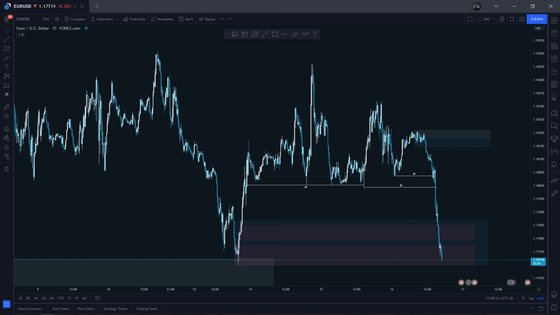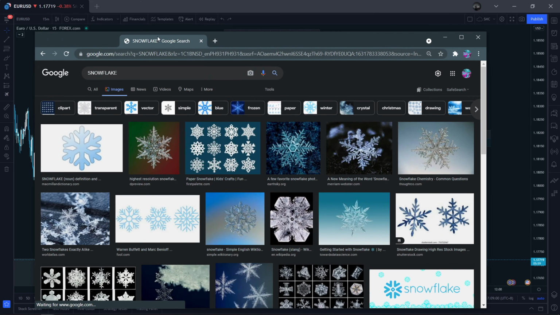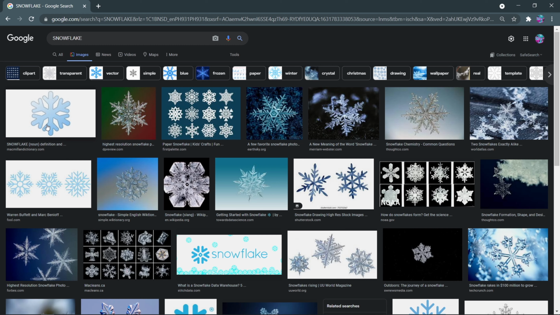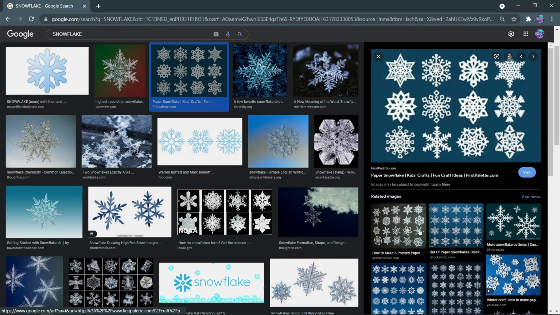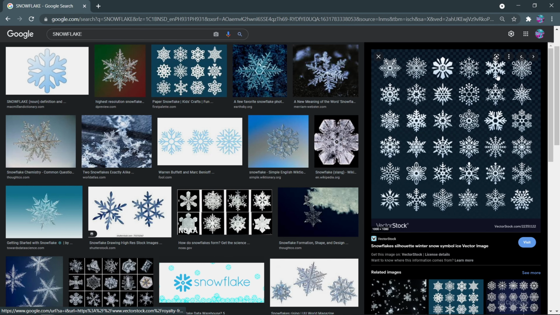Then I'll share it again. Remember the Snowflake Rule. What is the Snowflake Rule? I'll pull up my screen. So what do you call this? A snowflake. What do you call this? A snowflake. What do you call this? A snowflake. What do you call this? A snowflake. Now, what do you call these?